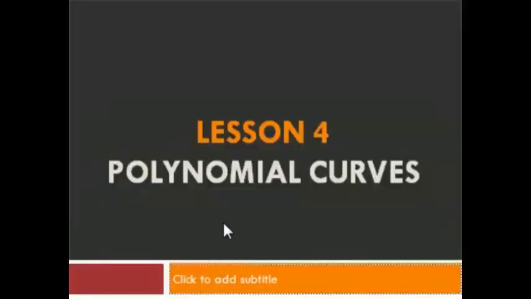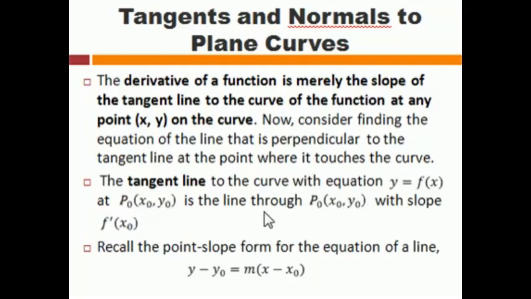Lesson 4 for polynomial curves. The derivative of a function is merely the slope of the tangent line to the curve of the function at any point x, y on the curve.